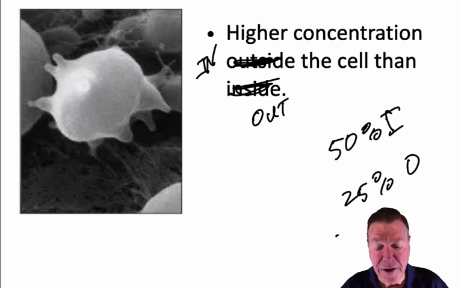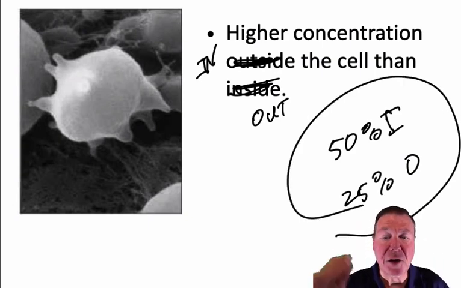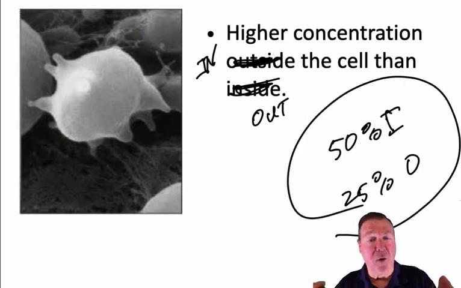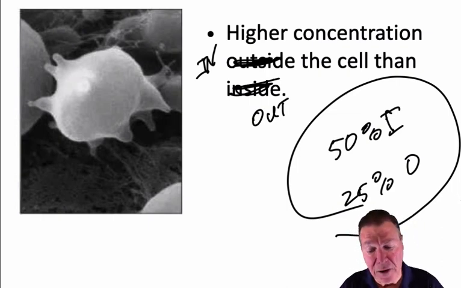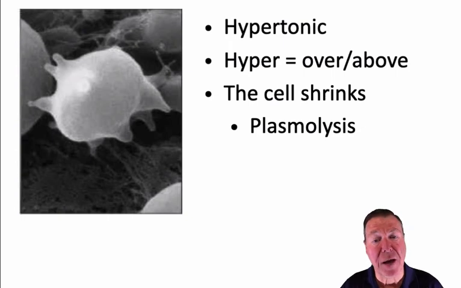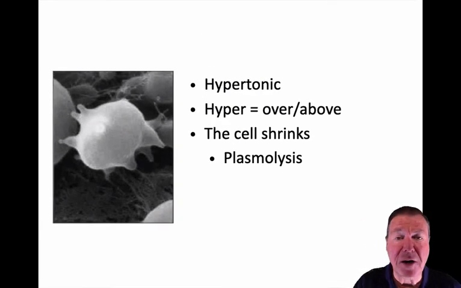outside, all right? So the water is going to go out. It's going to go from a high concentration to a low concentration. All right. The result, the cell shrivels up. That's called plasmolysis.